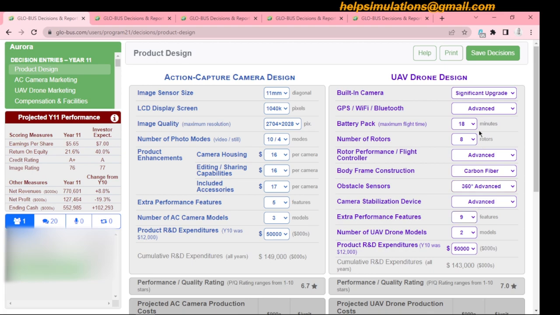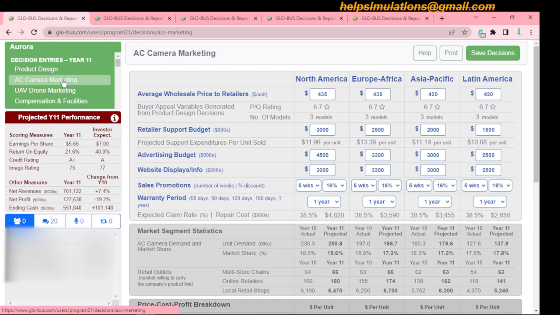So maybe I can drop, instead of a significant upgrade, I'll do a minor upgrade, 6.8. So advanced, maybe we can enhance this 6.6. I think it's fine. Carbon fiber is the highest, so 360 best available. So I think with these decisions we have achieved a PQ rating of 6.7 for the action capture camera and the UAV drone design. So next we'll go to the AC, the marketing page for the camera.